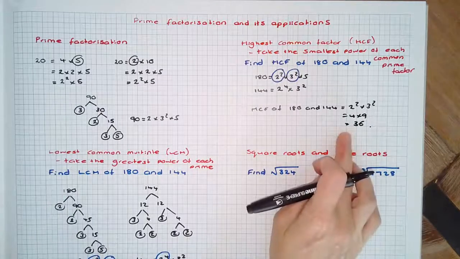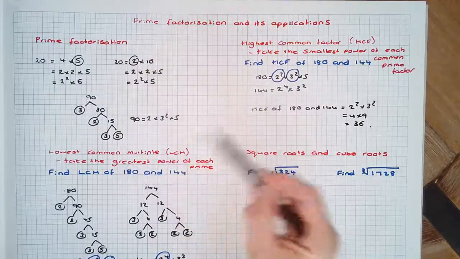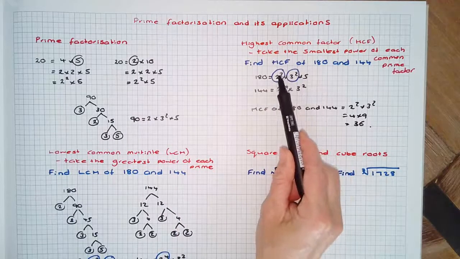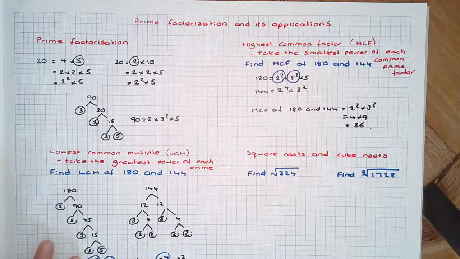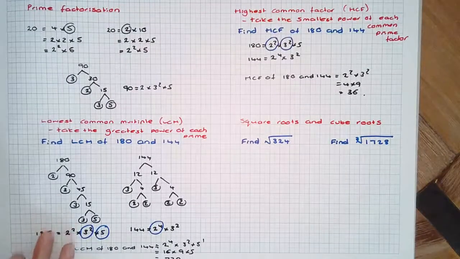In other words, if you have a look at what we used before, when we found the lowest common multiple, we used 2 to the power of 4 times 3 to the power of 2 times 5. It's what's left over that finds the highest common factor. Neat little trick. Another application of prime factorization is finding square roots and cube roots.